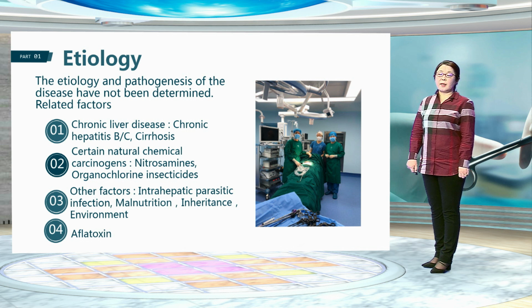organochlorine insecticides. And the third factor are other factors, include intrahepatic parasitic infection, malnutrition, inheritance, environment, etc. And the fourth is a special factor in China or Southeast Asia. It's a toxin from fungi. The name is aflatoxin.